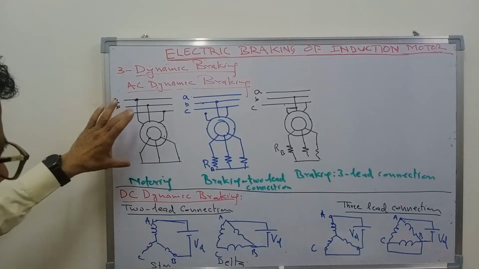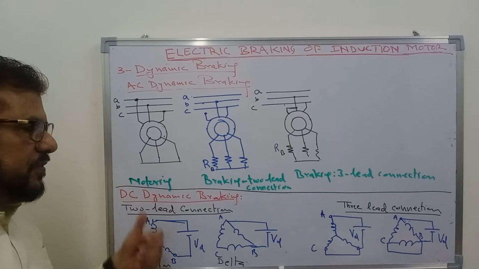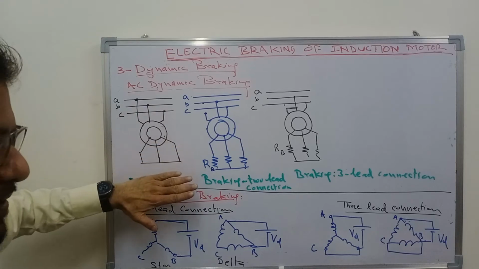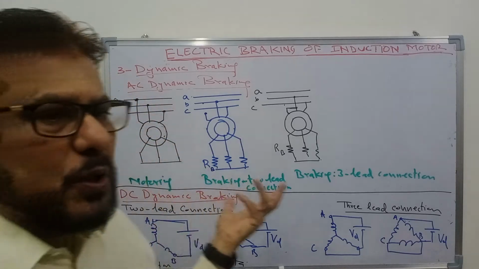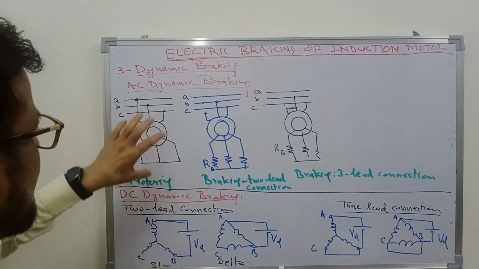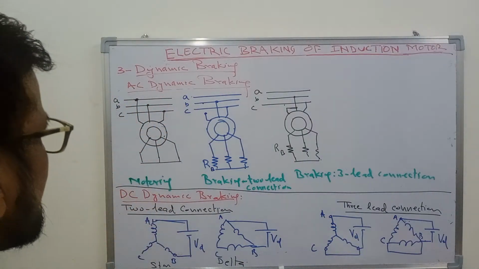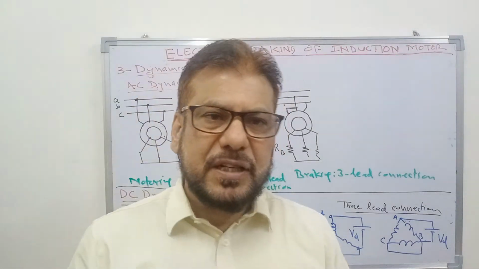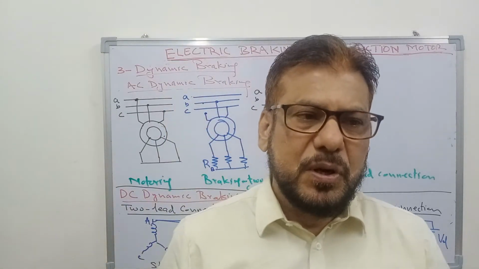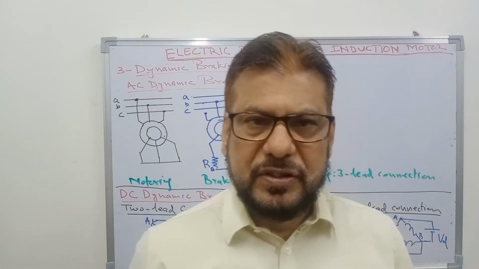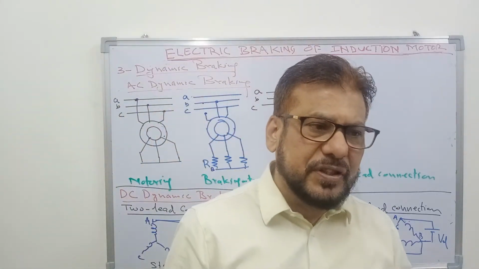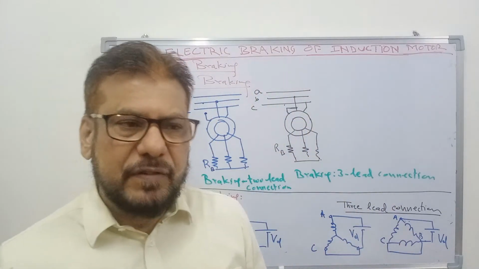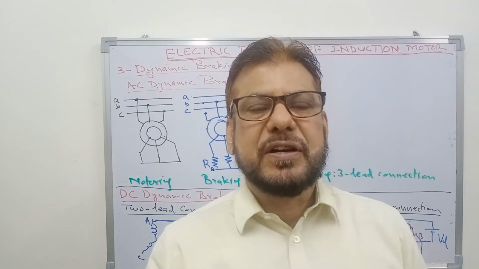I have shown here a wound rotor induction motor, and it is normally connected to the supply. The rotor windings are short circuited and the machine is running as a motor. What is done in this AC dynamic braking is that we create unbalanced supply from the stator side, and you know that any unbalanced supply can be resolved into positive sequence component and negative sequence component. Positive sequence component produces a rotating field in the positive, say forward, direction, and the negative sequence component will produce a magnetic field in the backward direction.